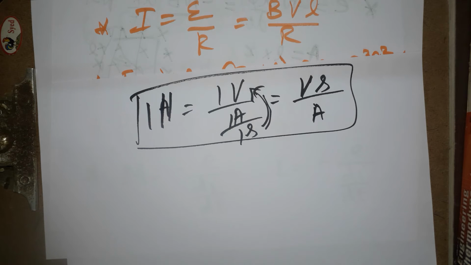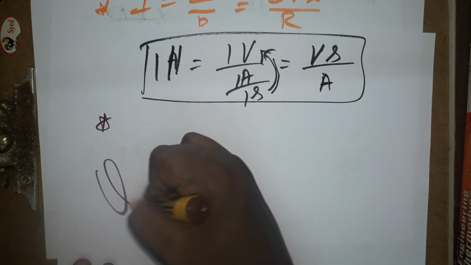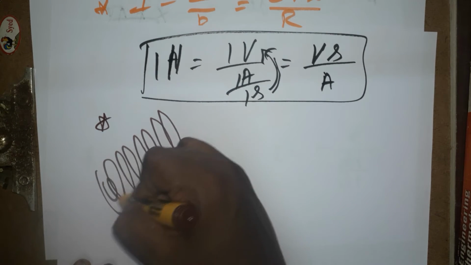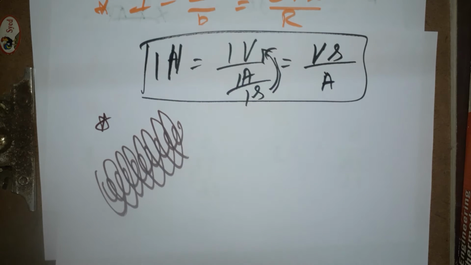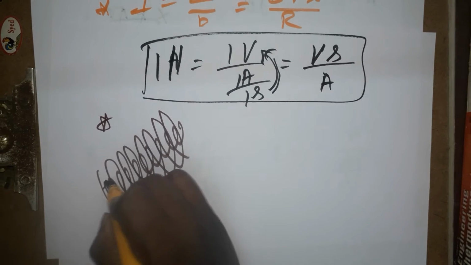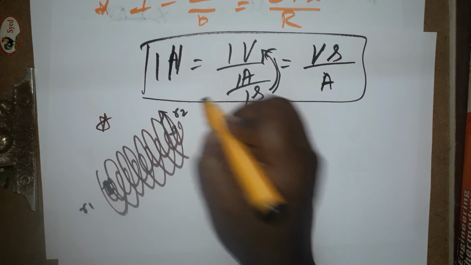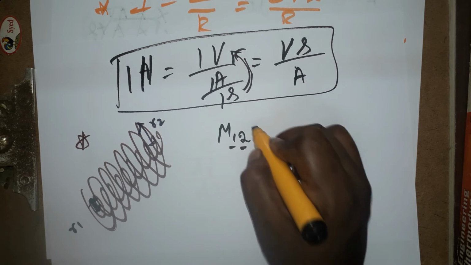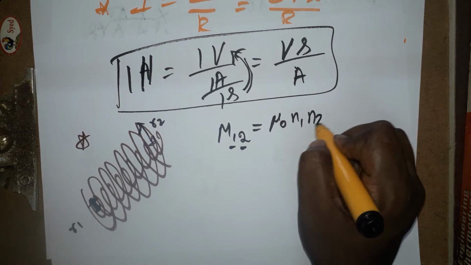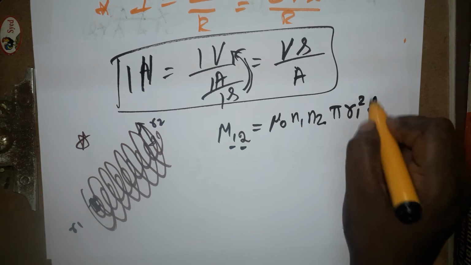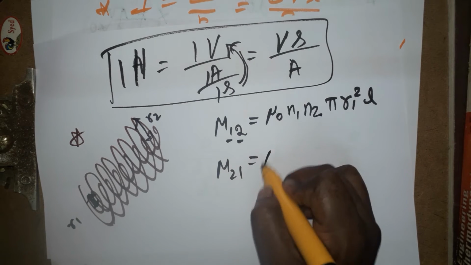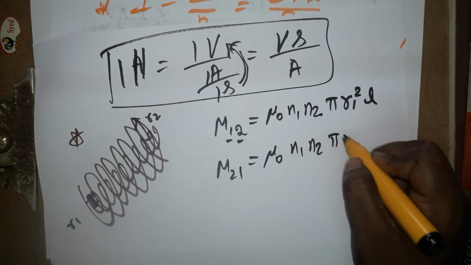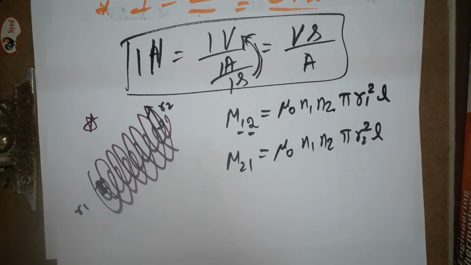Another important CBSE question: one is a bigger coil, the other is a smaller coil. They ask what is mutual induction, one coil versus another coil. One is a small coil, 2 is a big coil. Radius R1 is the first coil, R2 is the second coil. The equation we need to prove: the mutual inductance of the first coil due to the second coil is mu naught N1 N2 pi R1 square by L. Similarly the second coil due to the first coil is mu naught N1 N2 pi R2 square by L. Both are equal. That's what you should prove in this question. Okay, it's a very important question.